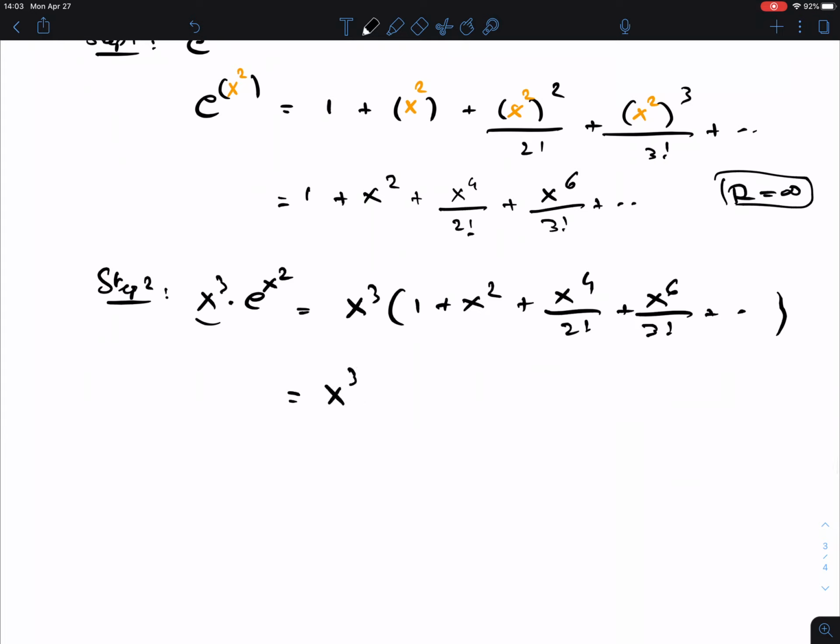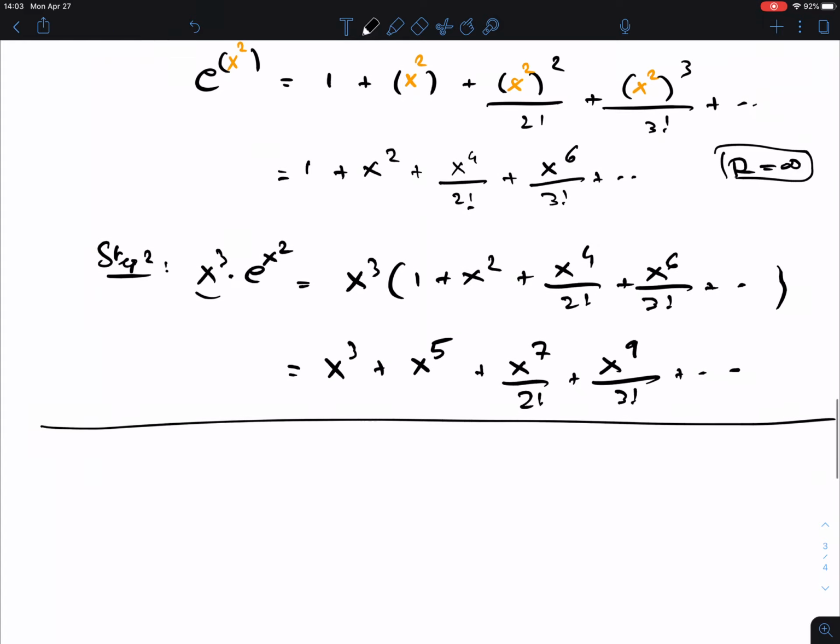So here we get x cubed times 1. Now, multiplying, remember, is adding exponents. This is x to the 5th and not x to the 6th, plus x to the 7th over 2 factorial, plus x to the 9th over 3 factorial, plus dot dot dot. Okay, that's it.